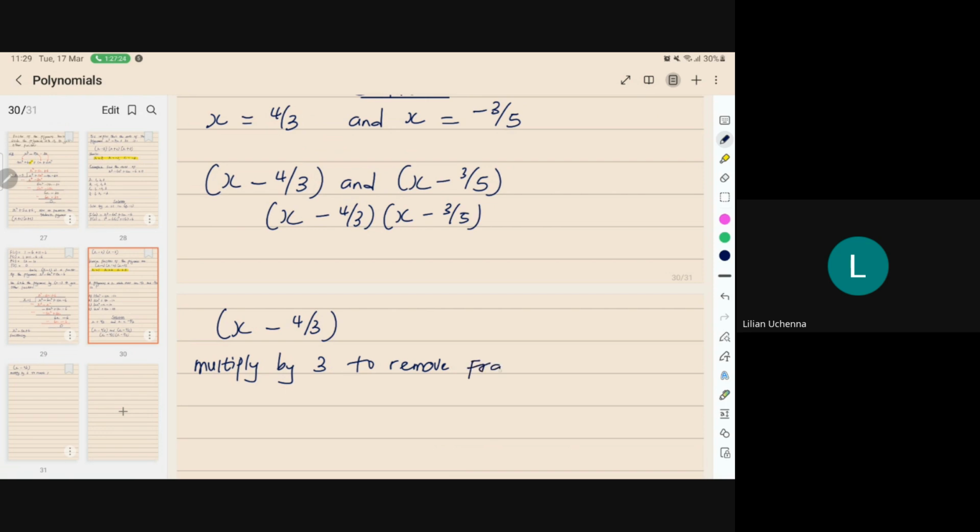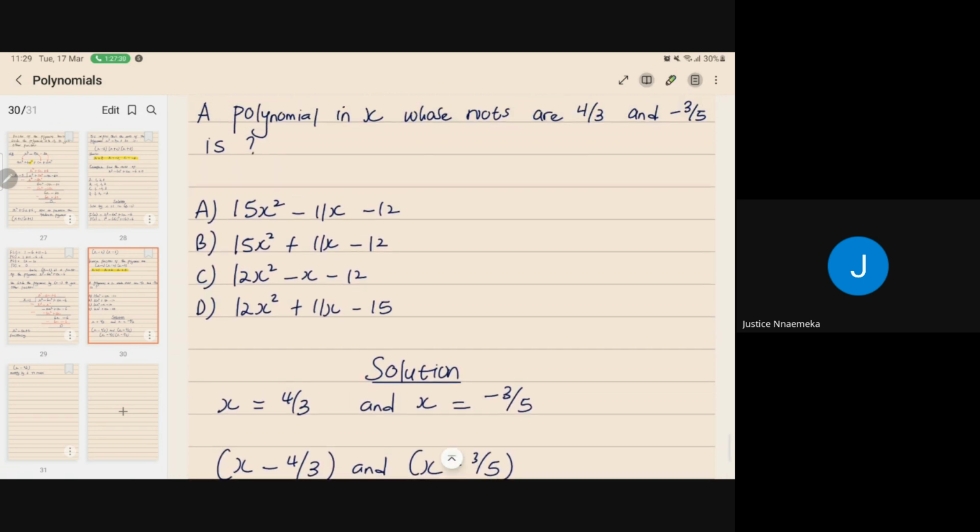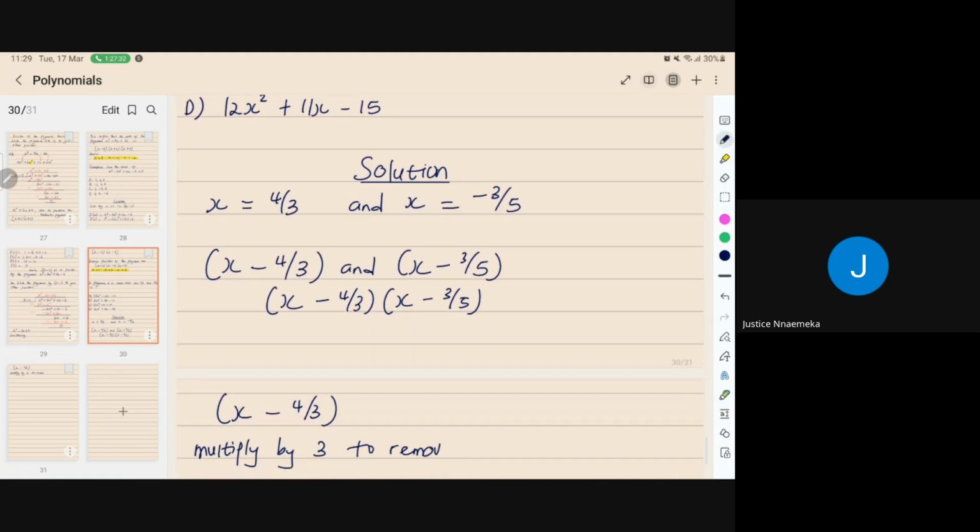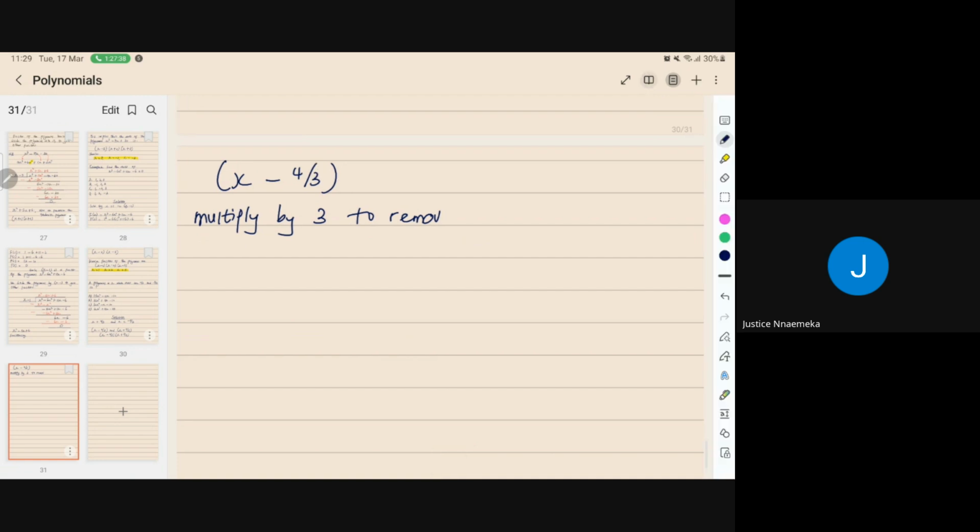Okay, Justice, go ahead, your hand is up. You said the first one is x minus 4 over 3, then the second one, should it not be x plus 3 over 5? Yeah, makes sense. Well done. So now multiply by 3 to remove the fractions. You have done nothing wrong if you do this: 3x minus 4. Because if you multiply by 3, you are going to divide. So this reduces to 3x minus 4.